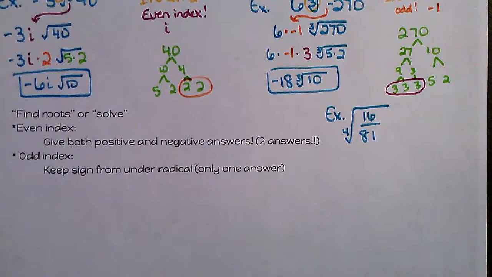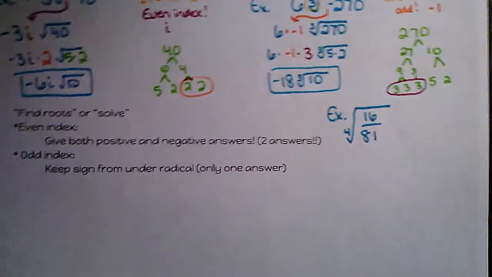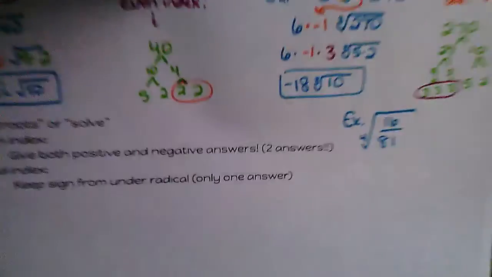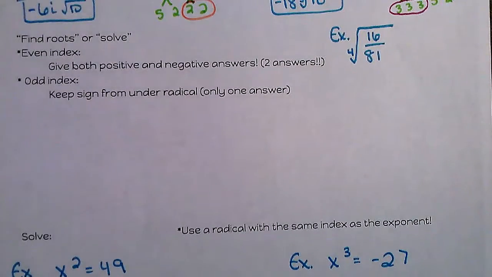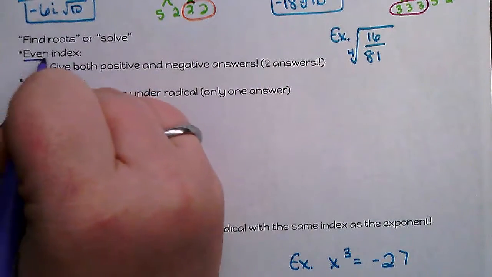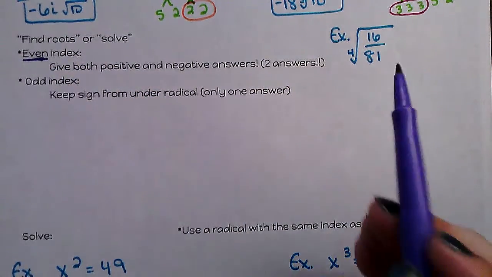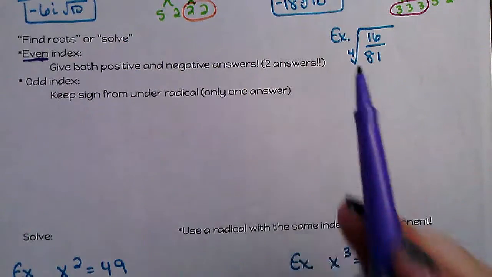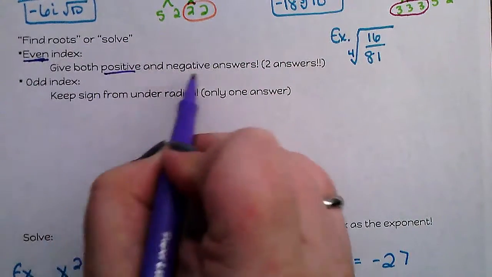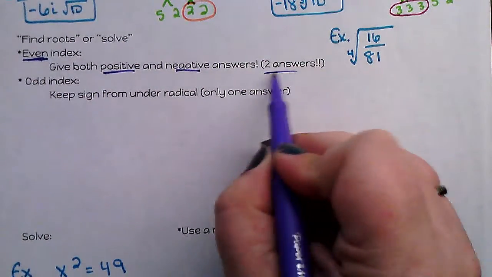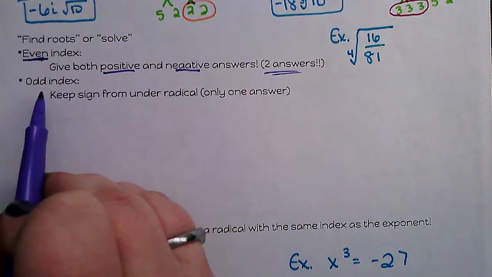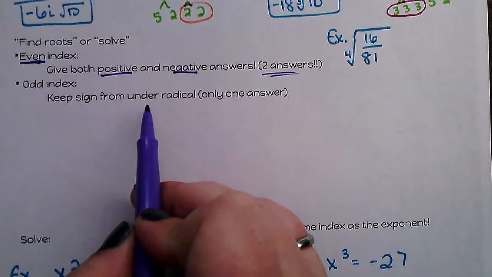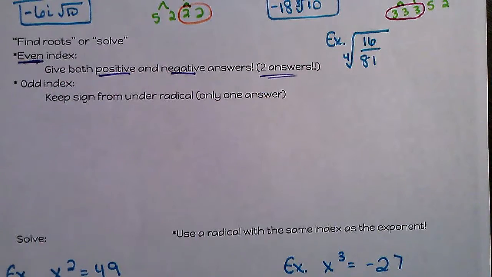Okay, next, find the roots or solve. When this says find the roots or solve, you will have either 2 answers or 1 answer. When you have an even index, like 4 or 2, you have to give both the positive and the negative answer. So you will have 2 answers. When you have an odd index, you just keep the sign from under the radical. So if it's negative, your answer will be negative. If it's positive, your answer will be positive.